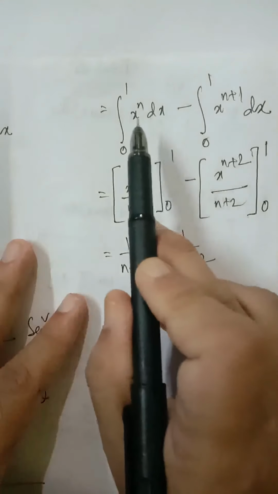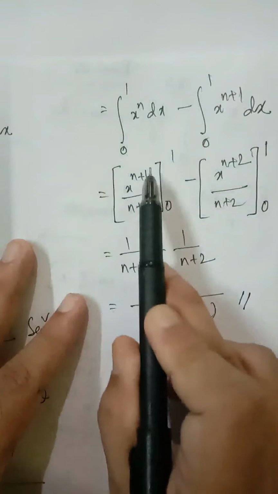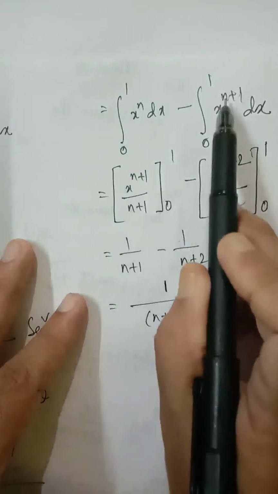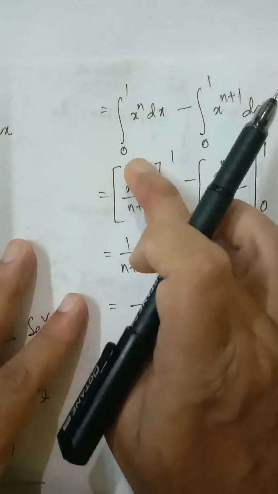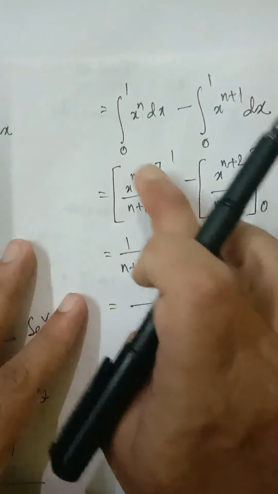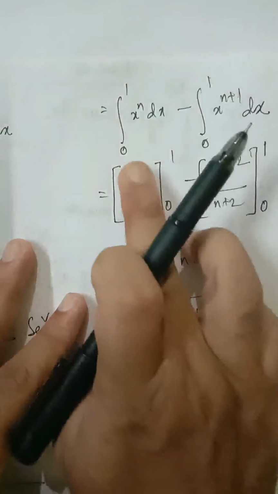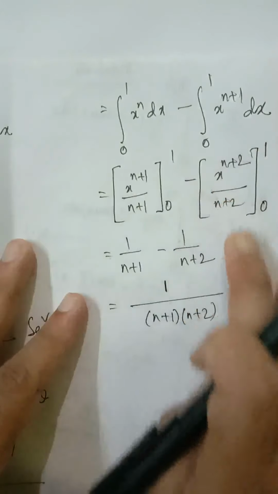Okay, integration of x to the power n is x to the power n plus 1 by n plus 1, and integration of x to the power n plus 1 will be x to the power n plus 2 by n plus 2. If we put x equal to 1, 1 to the power anything will be 1, minus 0 by something will be 0. So the value of this is 1 by n plus 1, minus 1 by n plus 2, and this is the answer.